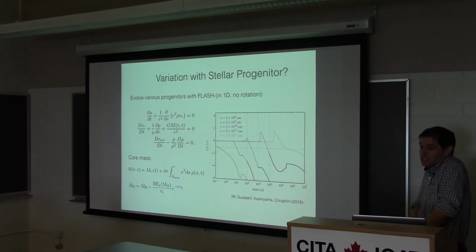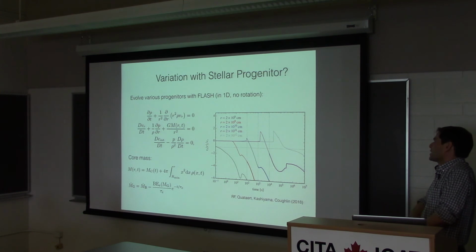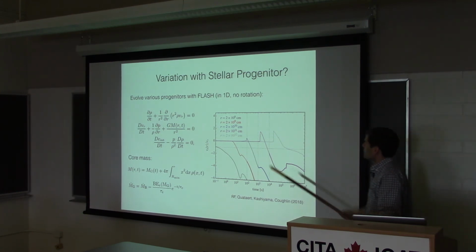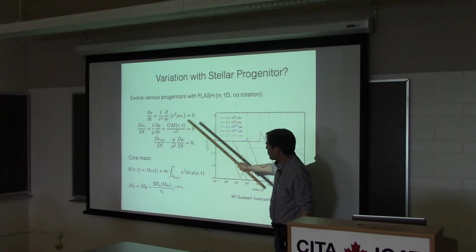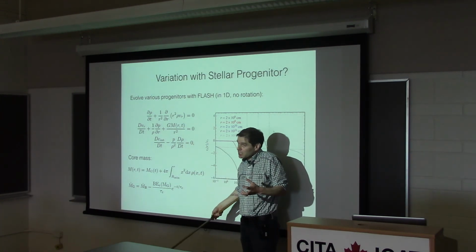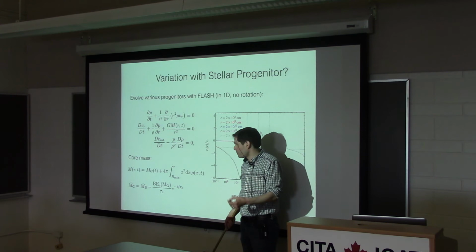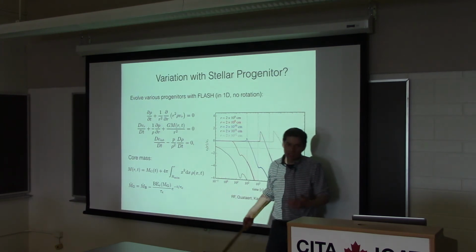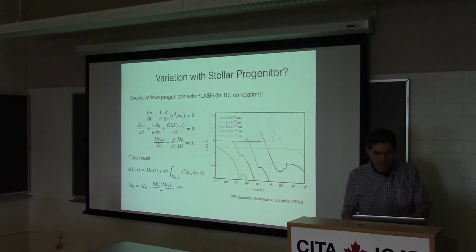So the mechanism is very generic. It's not exclusive to red supergiants. So we set out to explore this in a wider range of progenitors, and we use FLASH in 1D. Again, hydro equations, and we excise the inner core and evolve it as a point mass, and then we pretend that it radiates neutrinos with some analytic prescription.